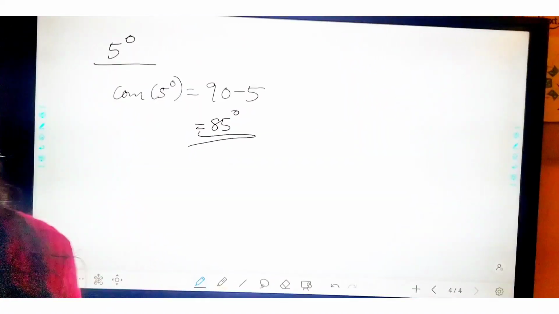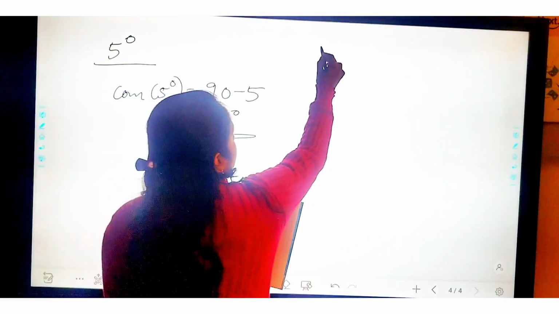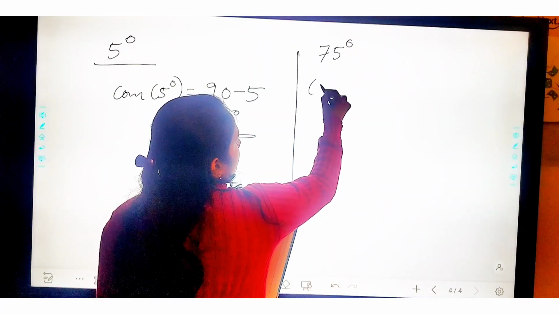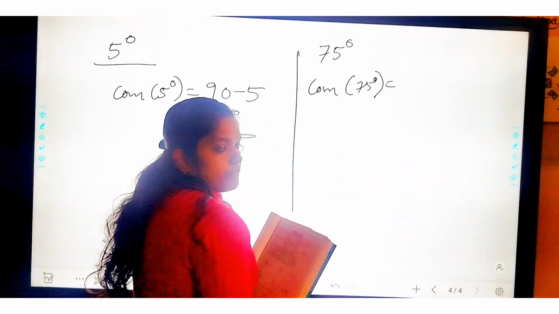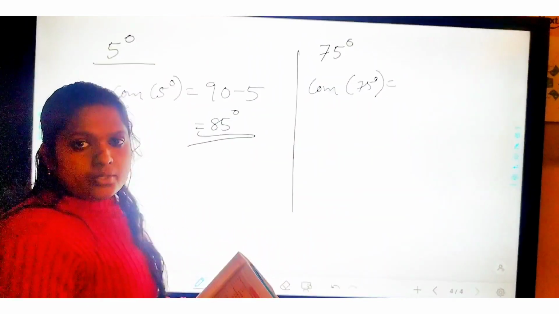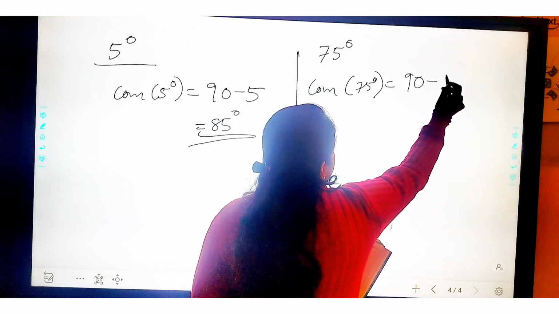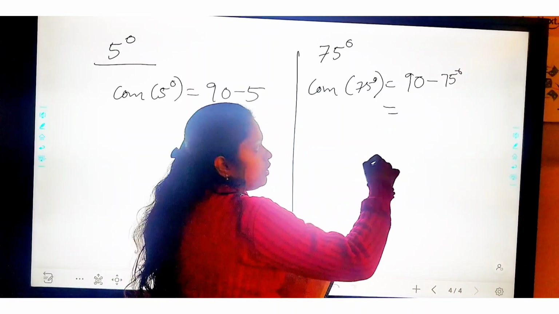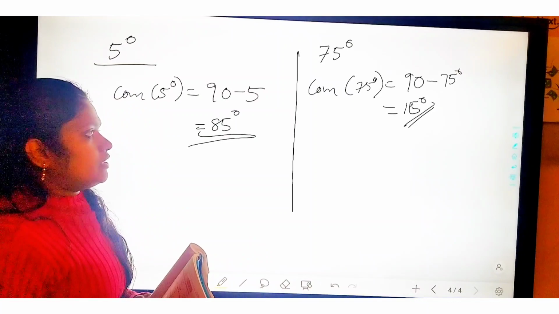The next question is 75 degrees. What is the complementary of 75? Complementary means if you take the sum of the measures of the two angles, that will be 90 degrees. So we have to subtract 75 from 90. 90 minus 75 equals 15. That will be the complementary angle of 75.